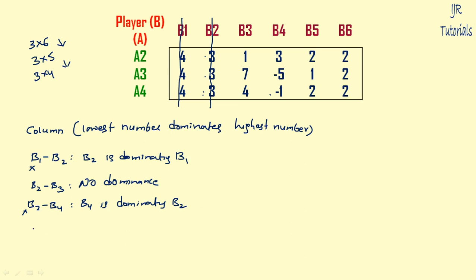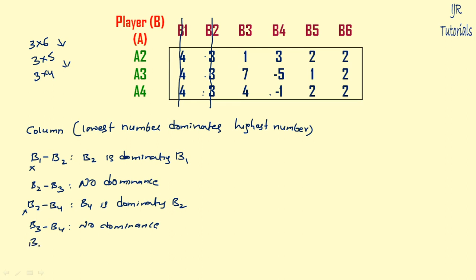So next comparison, B3 and B4. So B3 1 and B4 3. So you can say that 1 is dominating 3 and B3 is dominating B4. Second case 7 and minus 5. So minus 5 is dominating 7. So that means in one case B3 is dominating B4 and second case B4 is dominating B3. So we can say that no dominance.